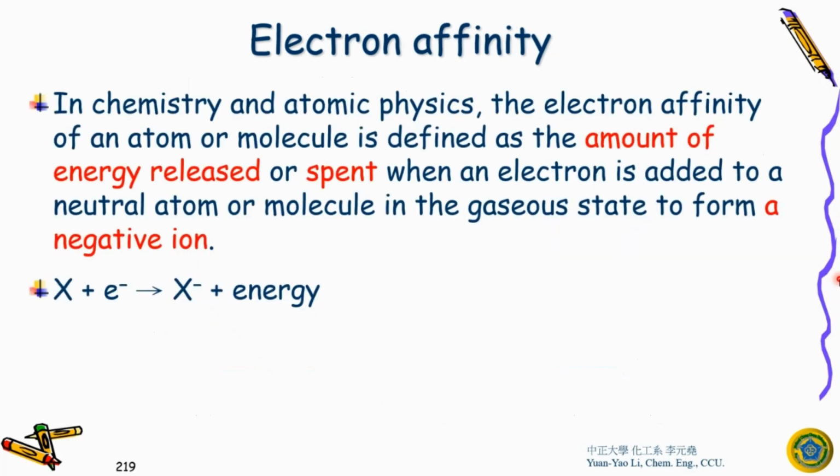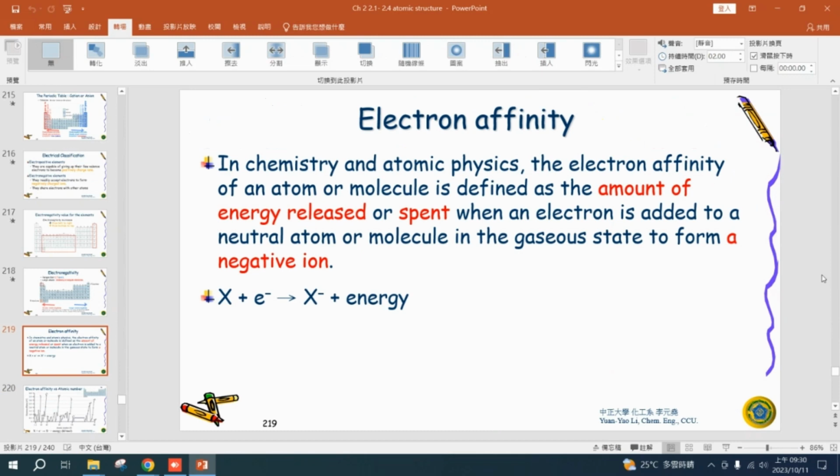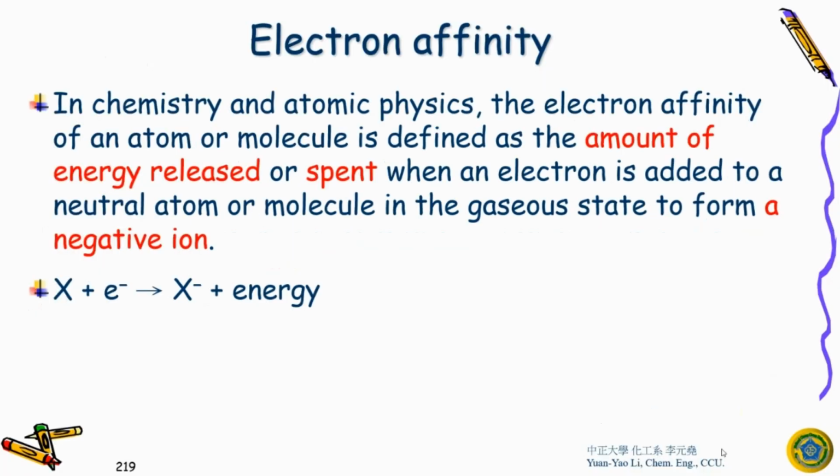Right, and before we move to the next topic, let's play Kahoot now. Refresh ourselves first. We just have a quick learn about two topics. The first one is atomic radius. According to the periodic table, you know the trends. The second one is called electronegativity, and you also know the trends. And the third one is called electron affinity.